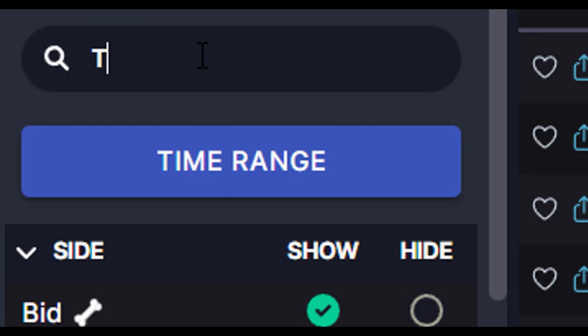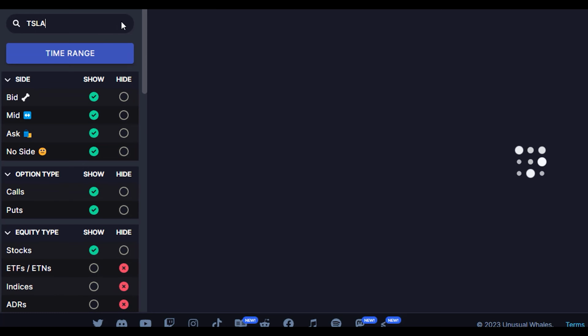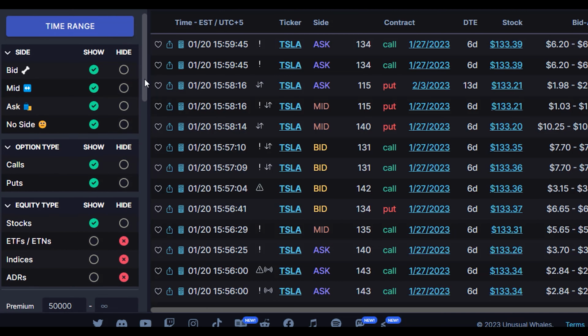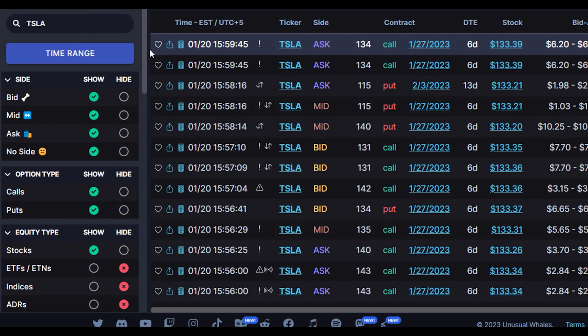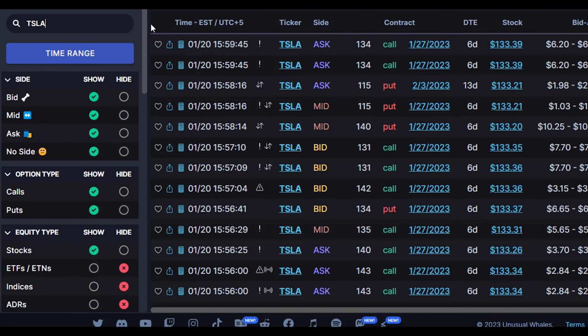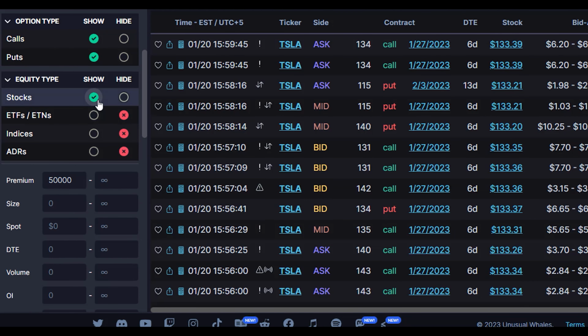We could type in Tesla, which is TSLA. And it'll filter out Tesla option contracts that were bought and sold. Then on the left-hand side, you could also mess with the parameters. I'm going to show you guys what I like to mess around with. However, you guys are free to play around with as many of the parameters as you'd like to adjust. I leave everything as the default setting. I only look at the stocks, as they often don't trade like the ETFs or indexes.